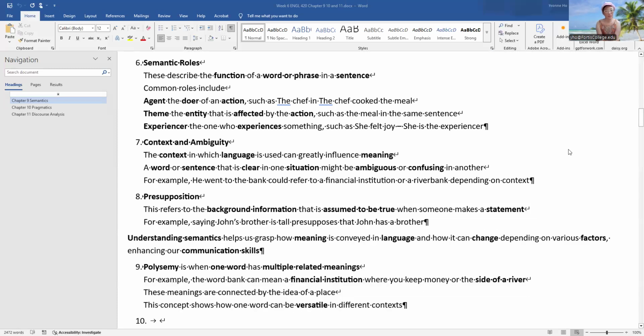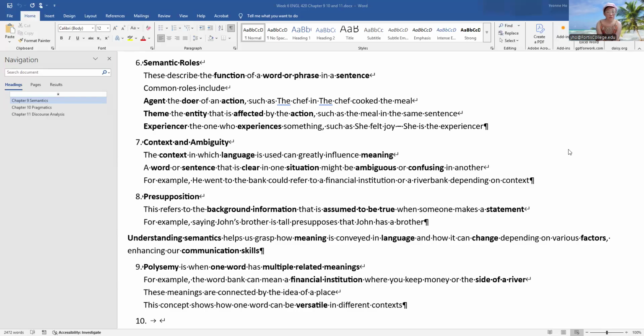Context and ambiguity. The context in which language is used can greatly influence meaning. A word or sentence that is clear in one situation might be ambiguous or confusing in another. For example, he went to the bank could refer to a financial institution or a riverbank depending on context.